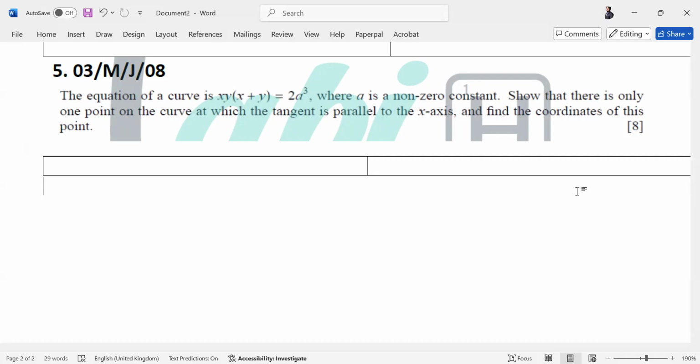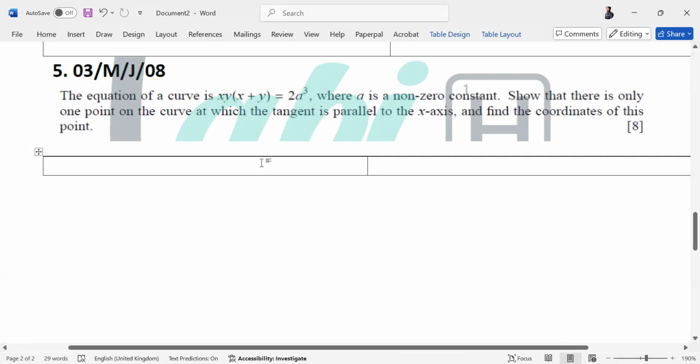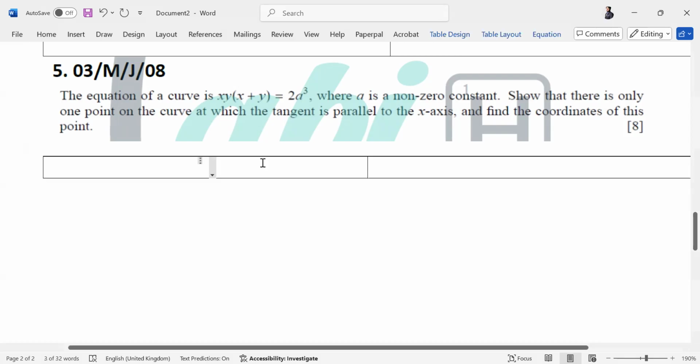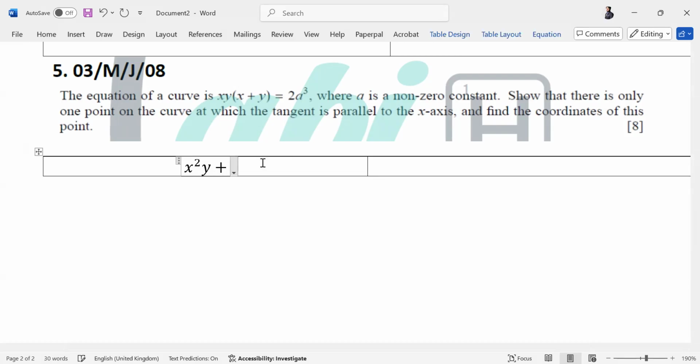How will we do this? अभी तो x, y and x plus y, the three brackets are multiplying. तीन पे तो product rule will become very difficult for us. So what is the easier way? क्या करना चाहिए इसमें? बोलो. Yes, we can expand the bracket, open the bracket. What do we end up getting? बताओ. X square y plus xy square.